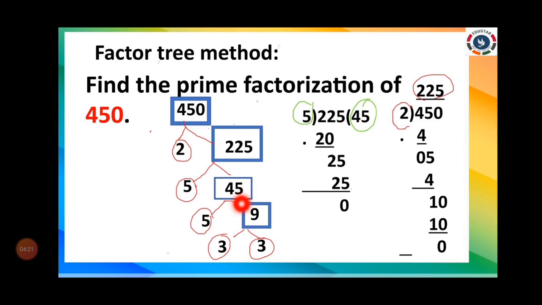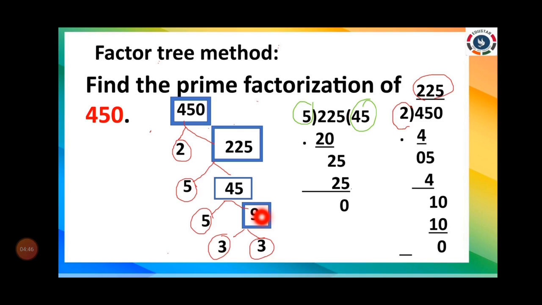Then again you see the ones place, we have 5. So it must be divisible by 5. How many 5's are there? 9 times. So you divide the value by 5 and write 5 and 9. So 9 is a composite number, an odd number. An odd number means you go with the next prime number. What number?